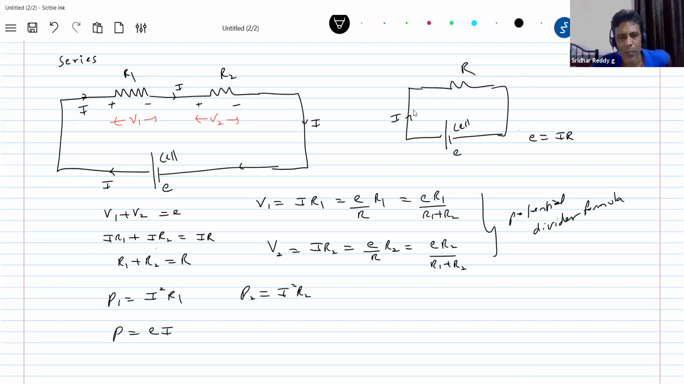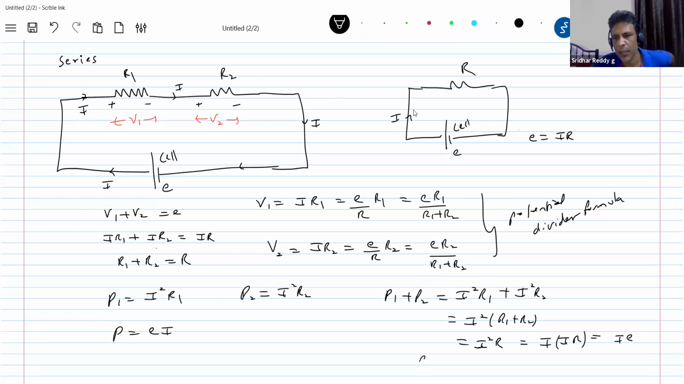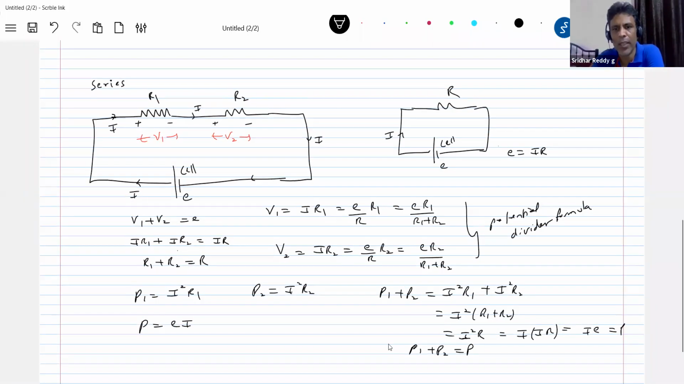So first we'll equate P1 plus P2. I square R1 plus I square R2. So this should be I square into R1 plus R2, no? R1 plus R2 is R. Further, I into R. What is I into R? It is E. So therefore, P1 plus P2 should be equal to P. So all the power generated by the cell should be equal to the sum of the power dissipated across the individual resistors.